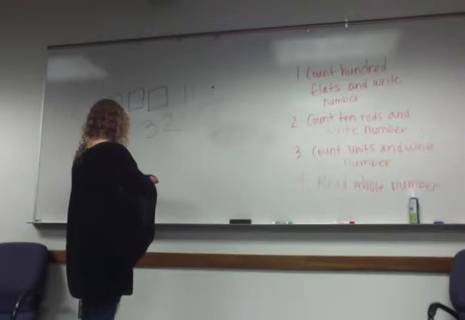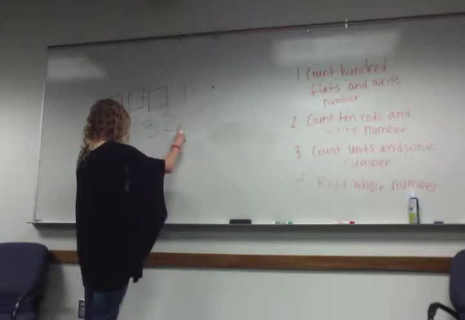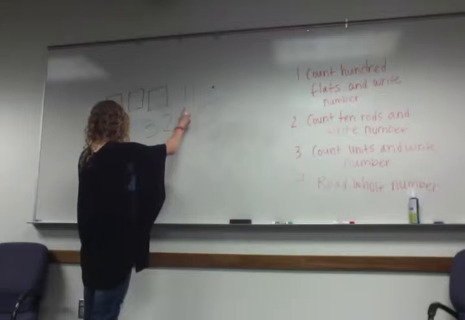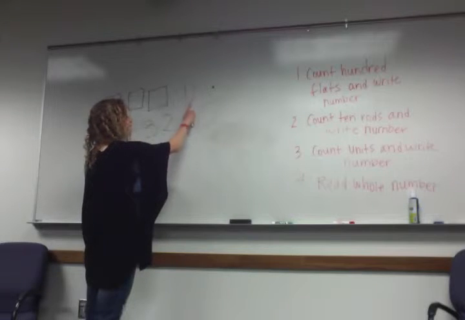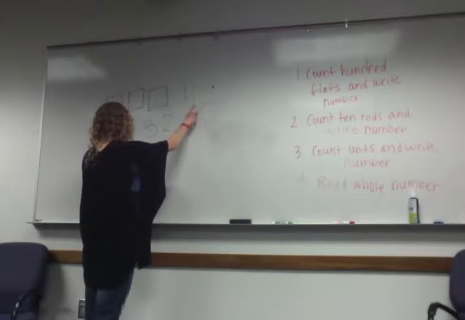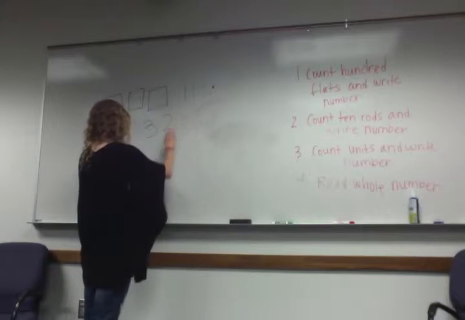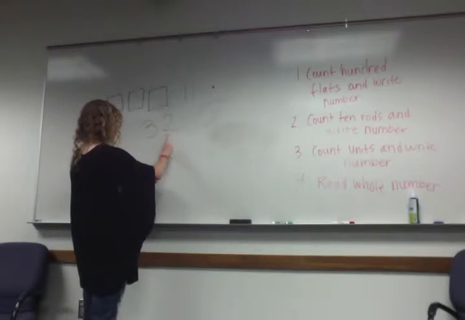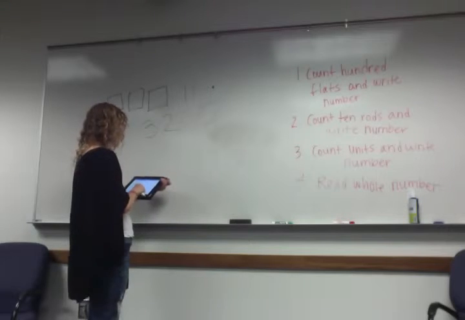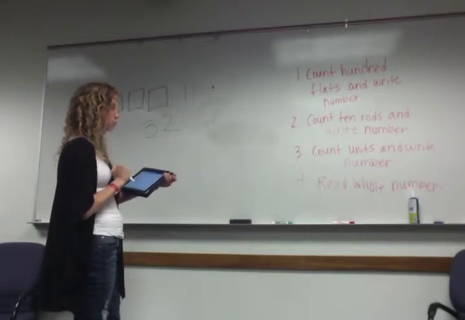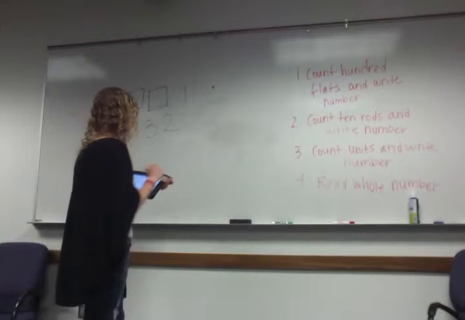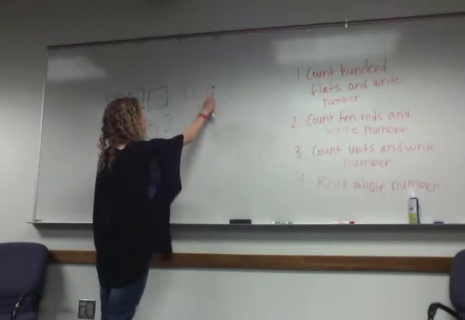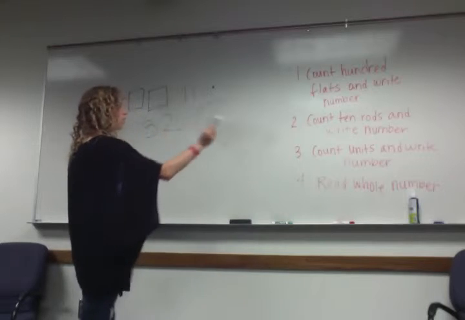So there are 2 10 rods, which means there's a total of 20 because this one has 10 and this one has 10, and that's 20. So now I know my number is at least 320 because 300 plus 20 is 320. Step 3 is count the units and write the number. So I count the units to myself, 1. Now you count the units. 1. Perfect. And then I write that number down.